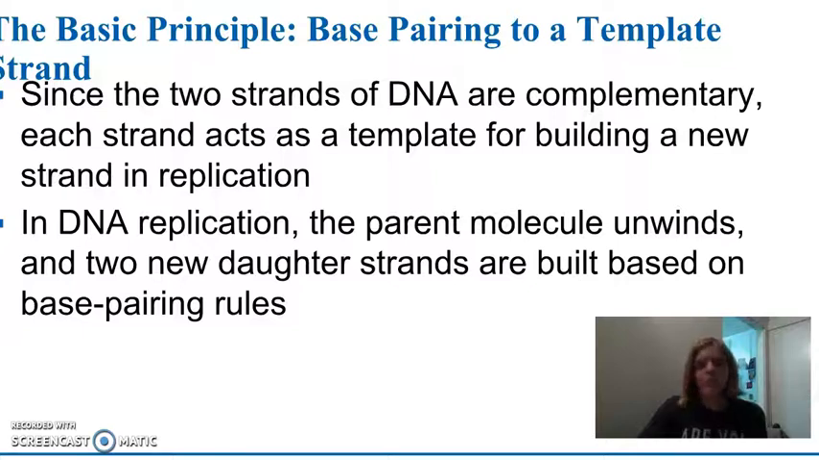So basically, with the semi-conservative model, since the two strands of DNA are complementary, each strand, when they separate, can act as a template for building a new strand. The parent molecule will unwind, and the two new daughter strands are built based on those base pairing rules that we talked about in 13.1. So for example, A pairs with T, G pairs with C, and vice versa. So they're able to build the new strand in that way.